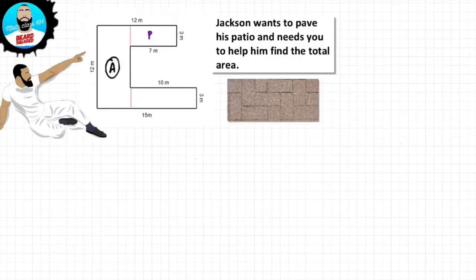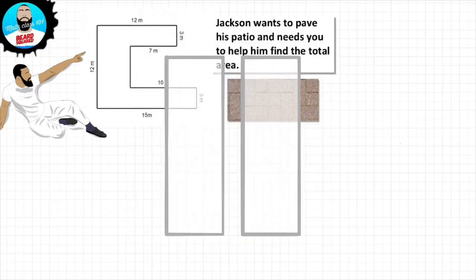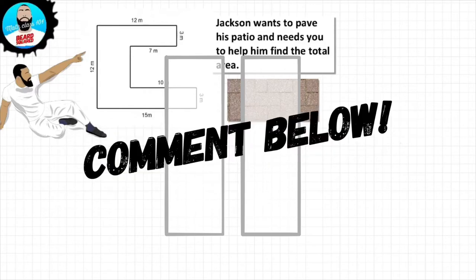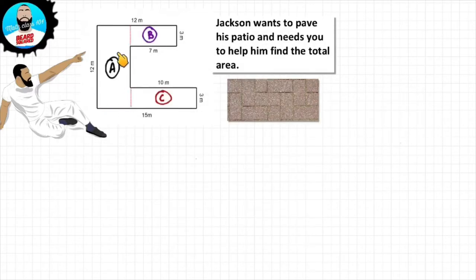Question 2. Jackson wants to pave his patio and needs you to help him find the total area. Pause the video here and have a go for yourself. Write your answer in the comment section below. So we'll split the paving into 3 different sections.